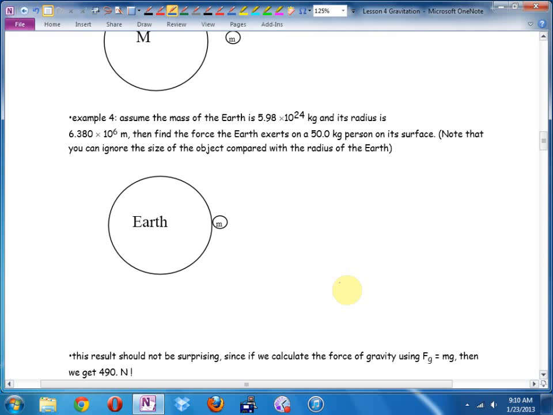Find the force the Earth exerts on a 50-kilogram person right on its surface. And because the radius of the Earth is so big and the person's height is so small, we can ignore the person's height when we're talking about the overall distance from the center of the Earth. So, okay. Big G, big M, little m, all over. And now I'll use r squared because it's a radius.